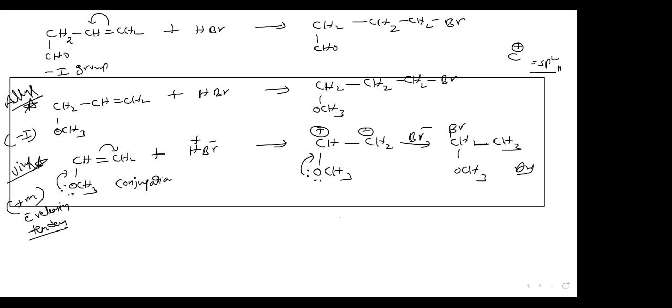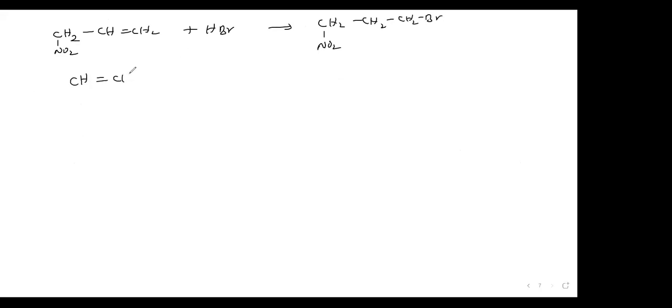Now, for the same question, if we apply CH2NO2 CH double bond CH2 plus HBr, we said it is a minus I group. CH2, already we discussed this question. CH2 CH2Br. Again, in this case, NO2. Observe this. Here, this one is a minus I group. Here, in this case, this one is a minus M group.